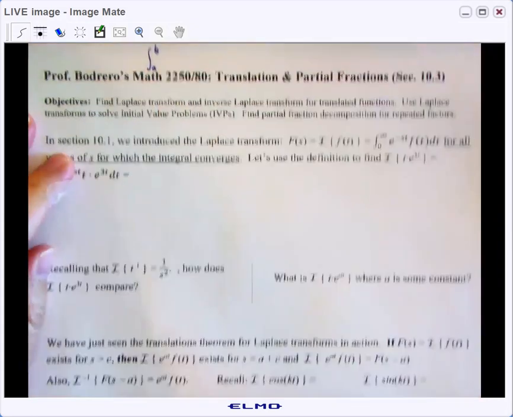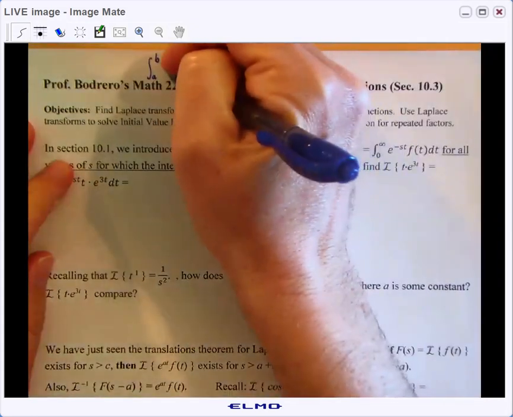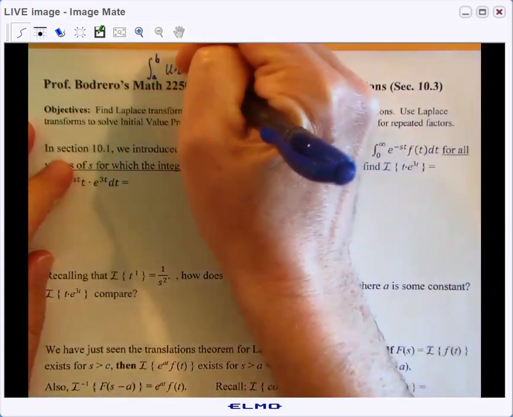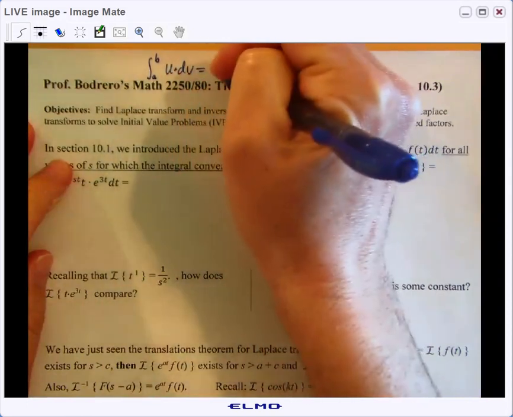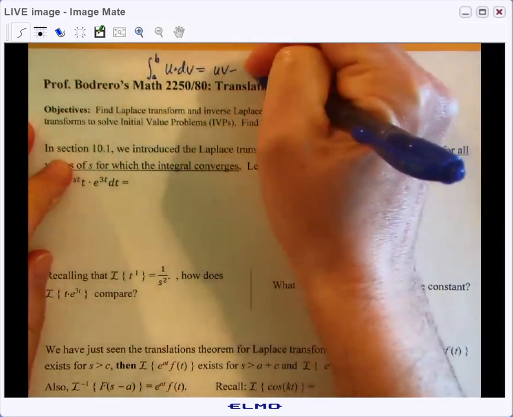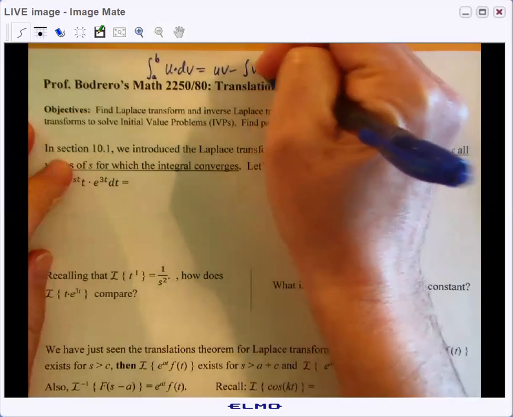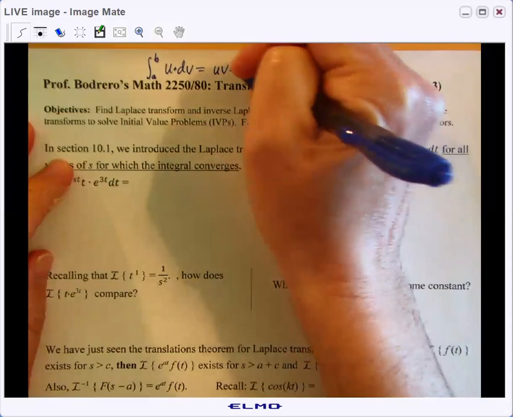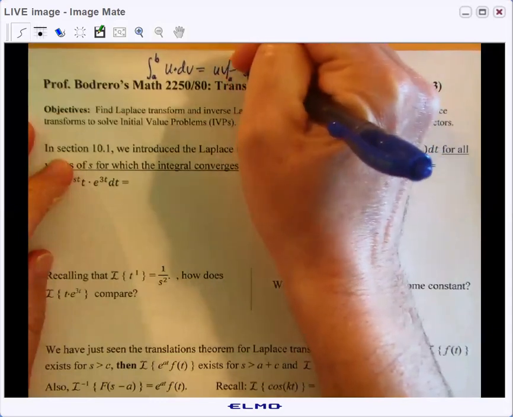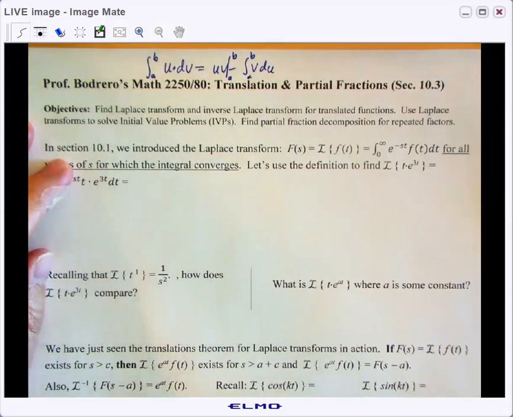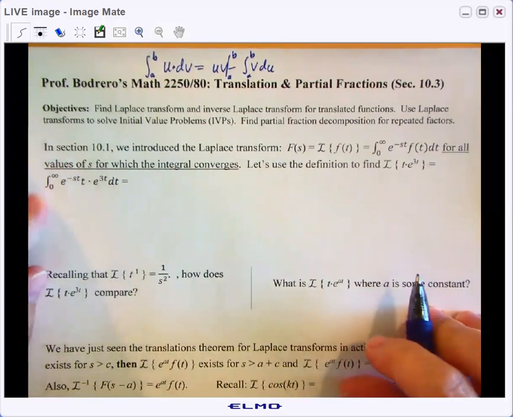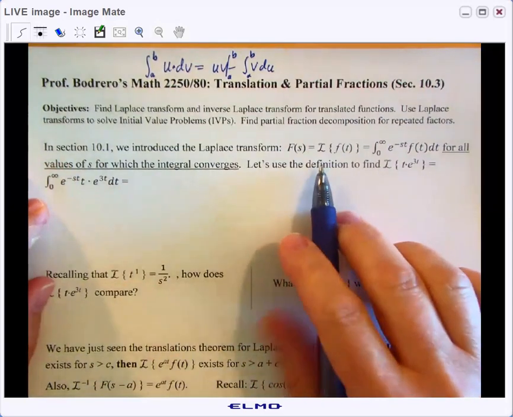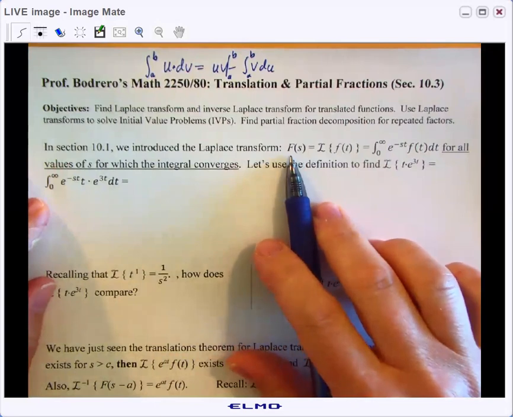So if I had the integral from a to b of u times dv, that is uv minus the integral of v du, and we evaluate using our original limits. Okay, so we're going to learn about the translation here on the Laplace transform.